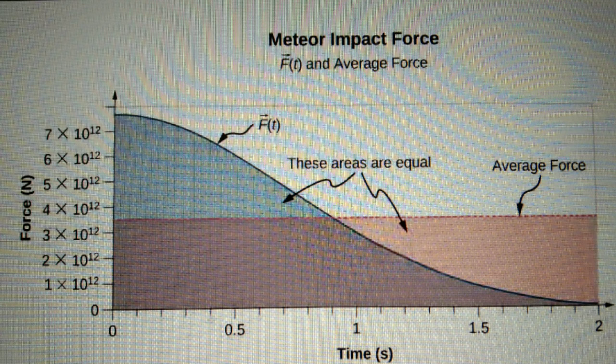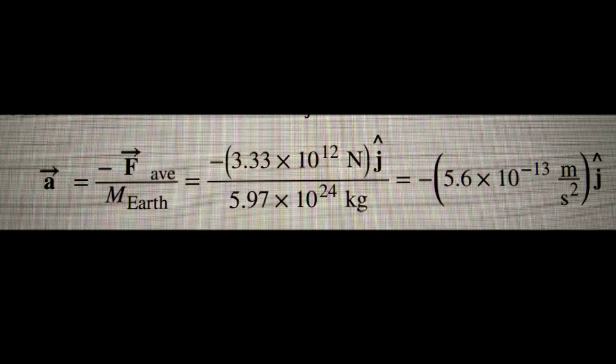As a result, the areas are equal, and both represent the impulse applied to Earth by the meteor during the 2-second collision. The average force on Earth appears enormous, and yet it went unnoticed. The Earth's acceleration was just this, which is completely unmeasurable. Nonetheless, the impact produced seismic waves that can now be detected by modern monitoring technology.